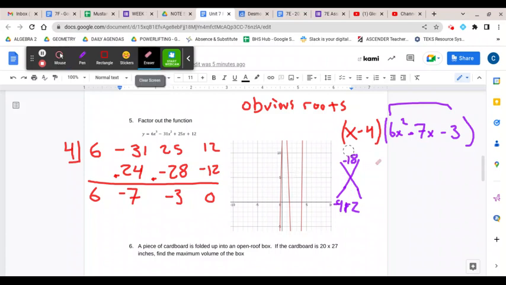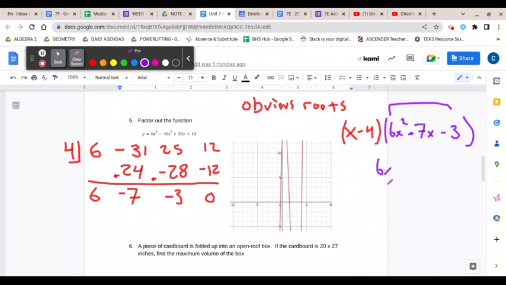I'm going to erase this thing here to give myself room to split that negative 7x up. So we have 6x squared minus 9x plus 2x minus 3. All right, and now we're going to factor this out. So 6x squared minus 9x, what goes into both of these? Well, 3 goes into 6x squared and 9x, and x goes into both of those things. We pull a 3x out, and we're left with 2x minus 3.